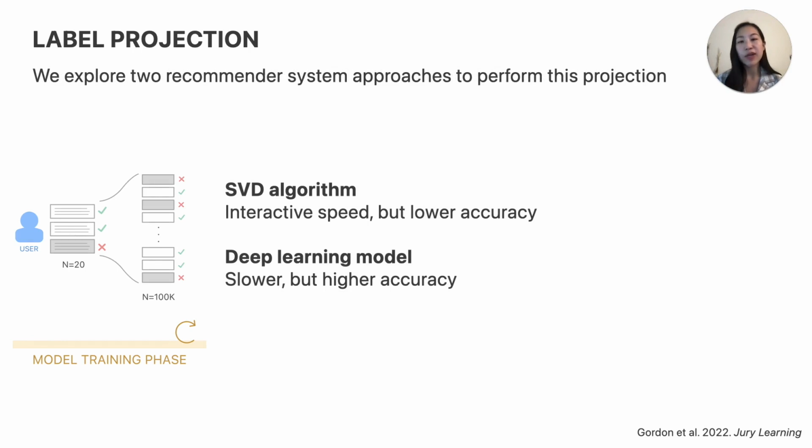In particular, we explored two technical approaches to perform this projection. First, the simpler SVD algorithm, which allows for interactive model training and iteration, but achieves lower accuracy in predicting a particular user's labels. Then we explored a deep learning version based on the jury learning architecture, which was too slow for interactive use cases, but could achieve much higher accuracy.